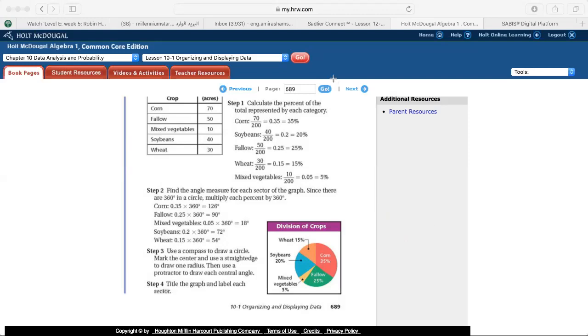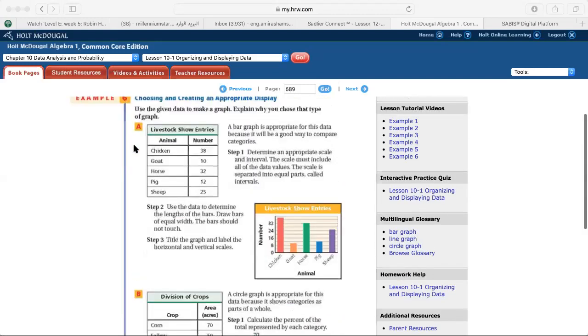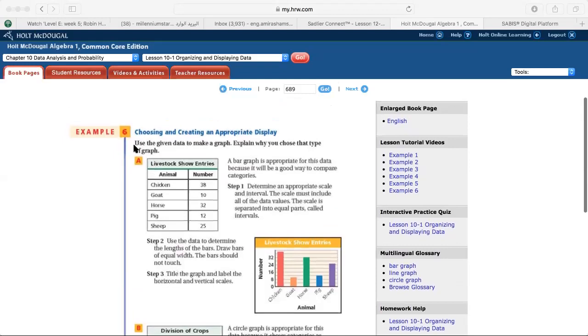Okay, girls? Let's go back to 6A. Use the given data to make a graph. Explain why you choose the type of graph. I have 3 types: bar graphs, line graphs, circle graphs. So, a bar graph, here I have livestock show entries. The animals, chicken, goat, horse, pig, and sheep, and their numbers. This one is better to choose the bar graph.